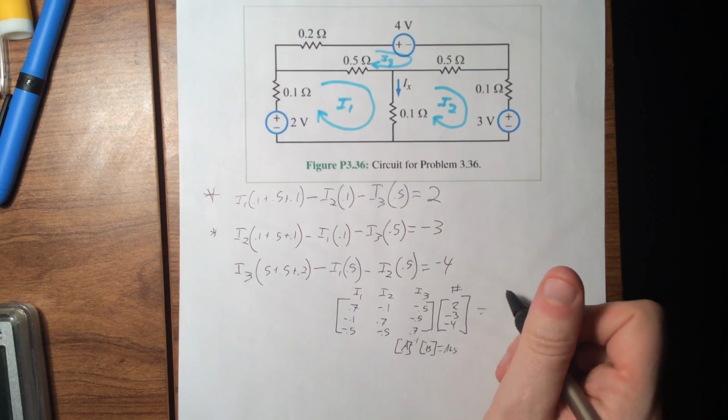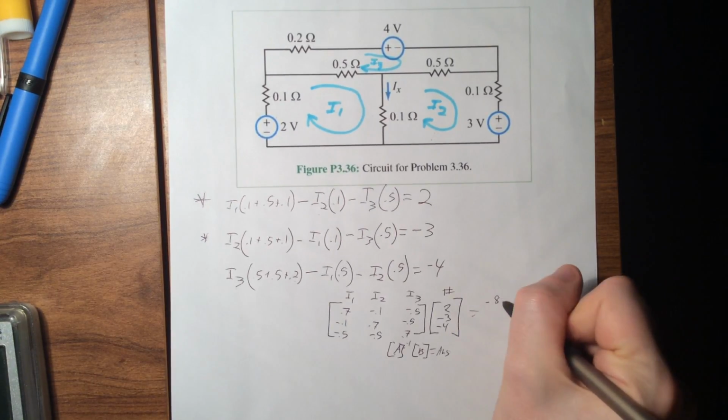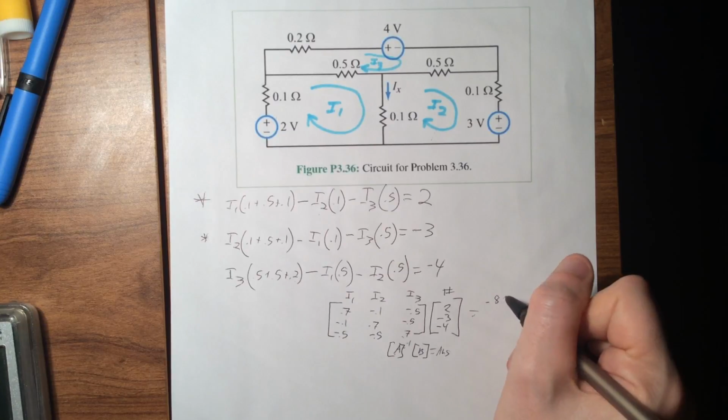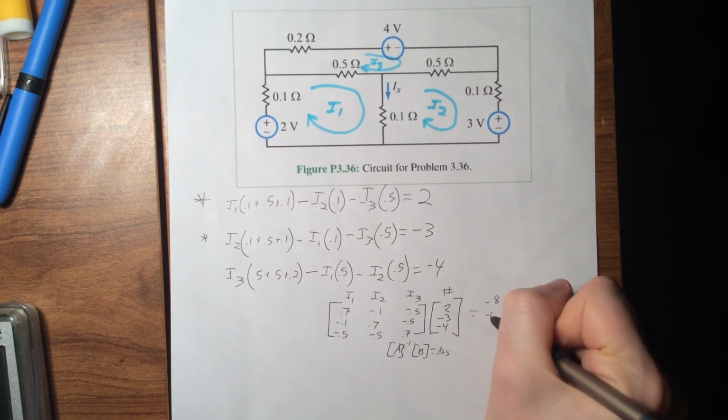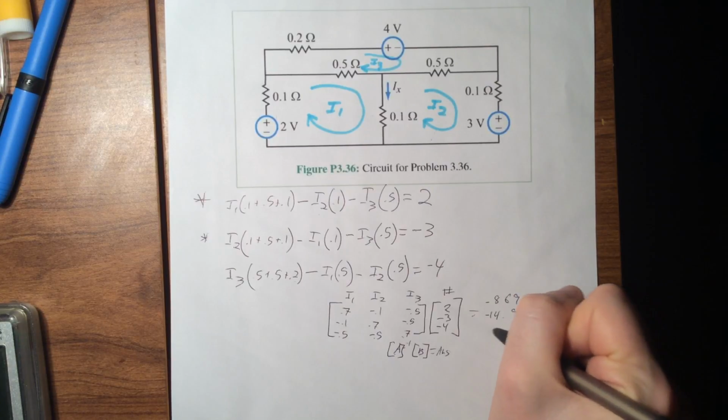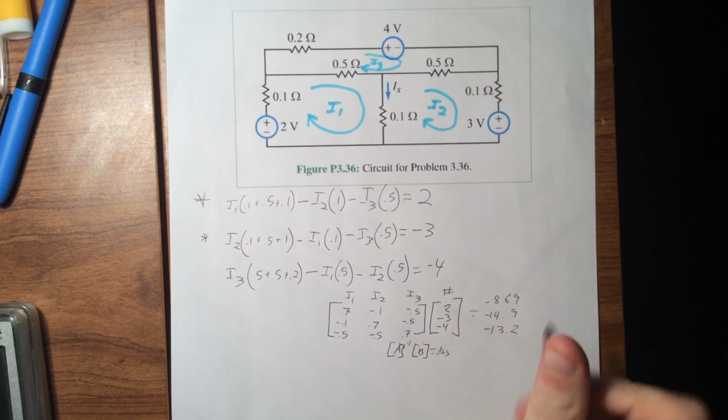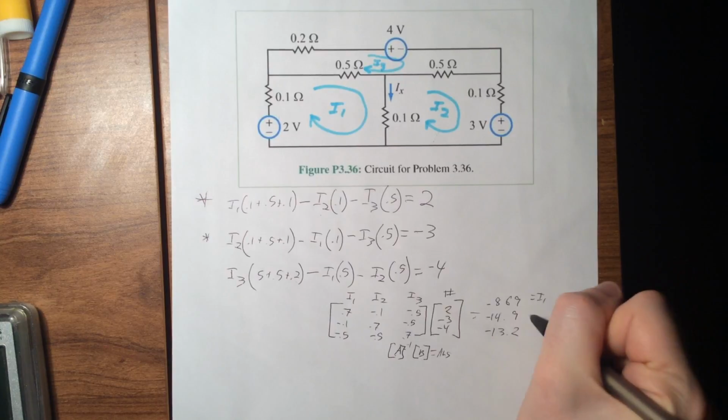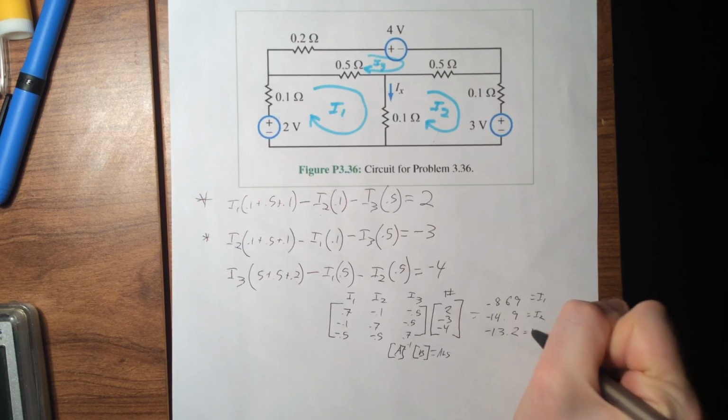And that's going to equal, we're going to get -8.69, -14.9, and we're going to get -13.2. And that's going to be I1, I2, and I3.